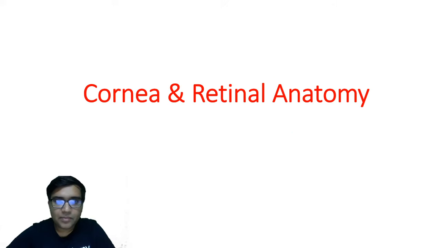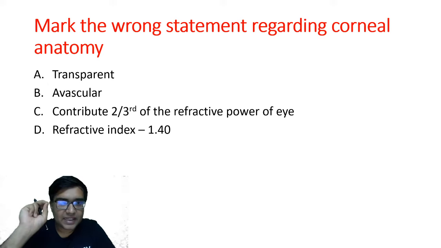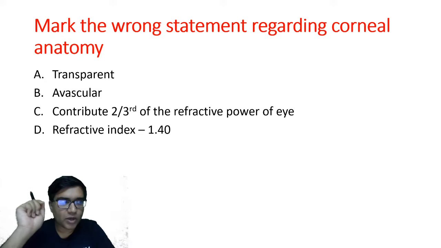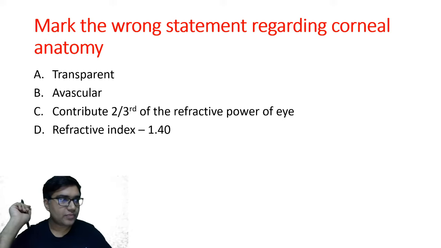Not wasting time, we are going straight to our topic. The first question for you is, mark the wrong statement regarding the corneal anatomy. Transparent, avascular, contributes 2/3 of the refractive power of the eye, refractive index 1.40. Try to answer.